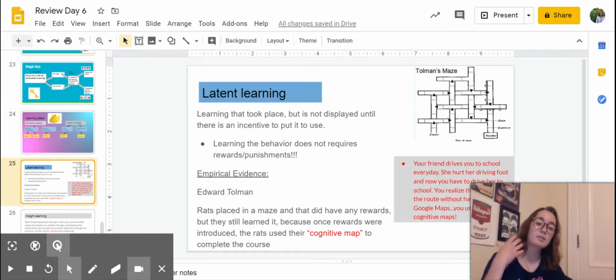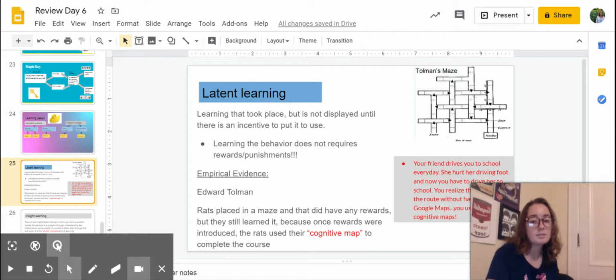But we wouldn't know that they learned it because there wasn't really incentive for them to put this knowledge to use. But once Tolman instated some rewards, he was able to see that the rats used their cognitive map that they created by moseying around to complete the course. And cognitive map, that's a good term to know. You can just think of it as a kind of space that you're surrounded by.